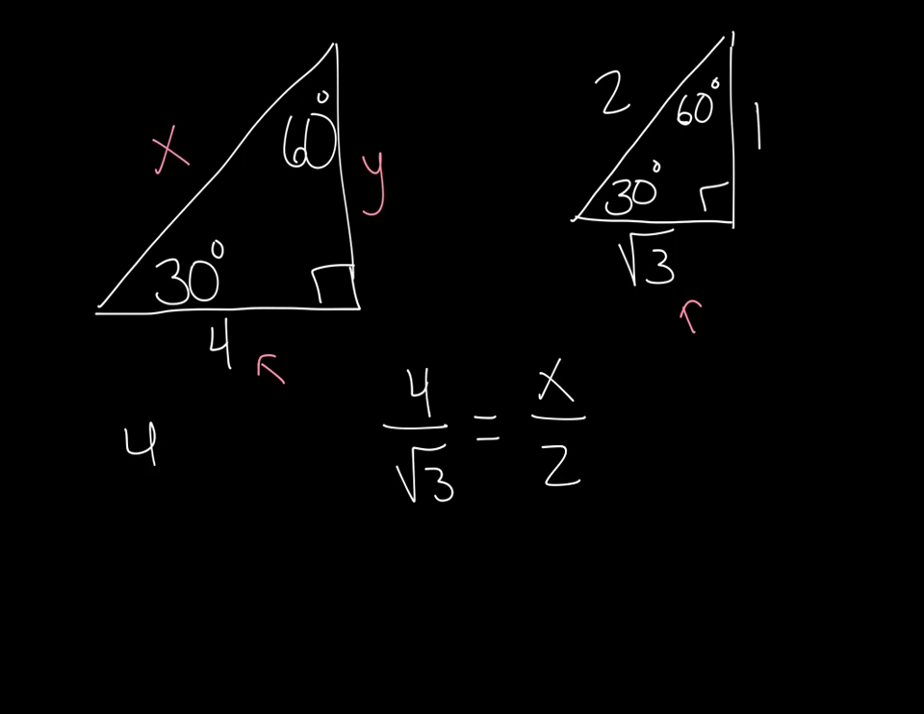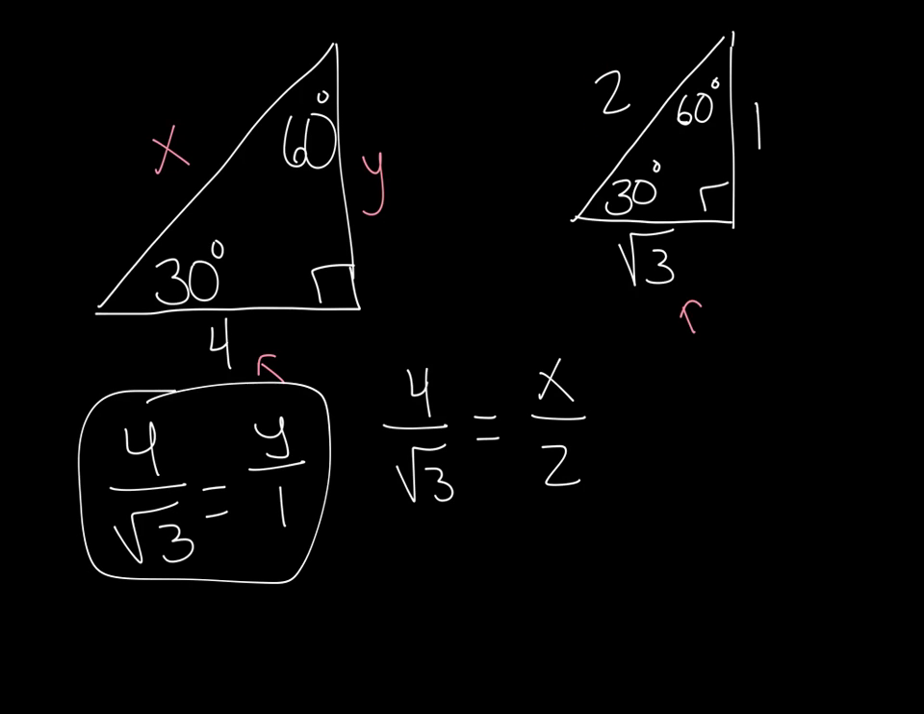And I know that 4 over the square root of 3 is equal to y over 1. So now I've got these proportions, and I can solve for y, and I can solve for x. So you're essentially using that special triangle as a similar triangle, taking those numbers off the sides and using it to solve for the missing variables.